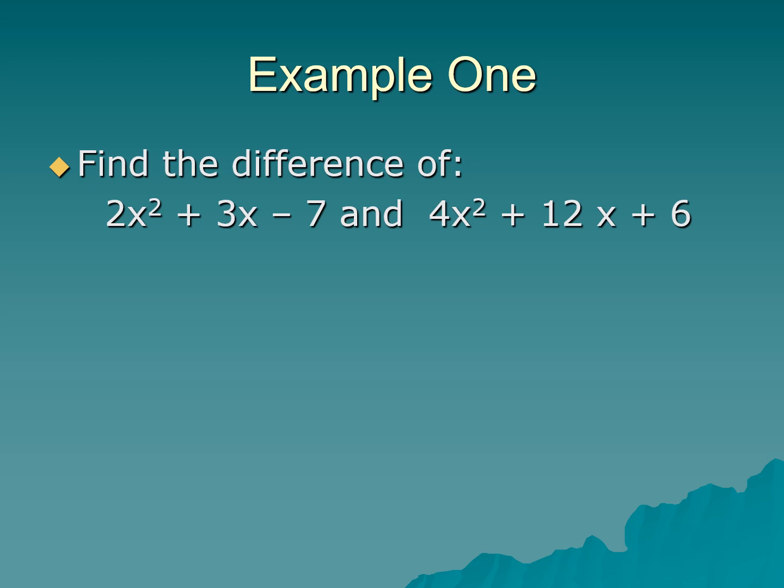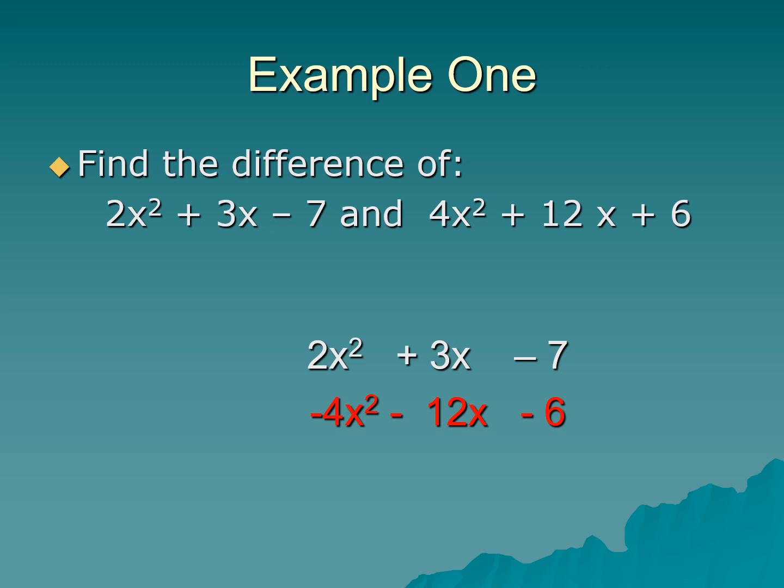Okay, so here's example 1. When I rewrite this, I'm going to keep the 2x squared, the 3x, and the subtraction 7 the same. But I'm going to distribute a negative 1 to everything being subtracted. So the positive 4x becomes a negative 4x. The positive 12 becomes a negative 12. The positive 6 becomes a negative 6.